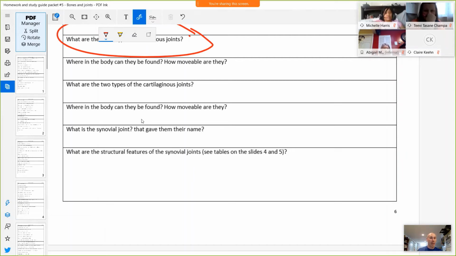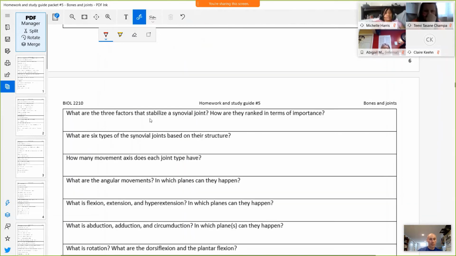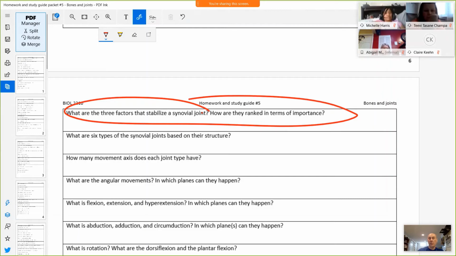Three factors that stabilize a synovial joint. Know it as 1, 2, 3. Least important, the shape of the articular surfaces. More important, the number of ligaments, what they connect, and the strength of the ligaments. Most important factor stabilizing the joint, the muscles that cross it. Does that make sense?